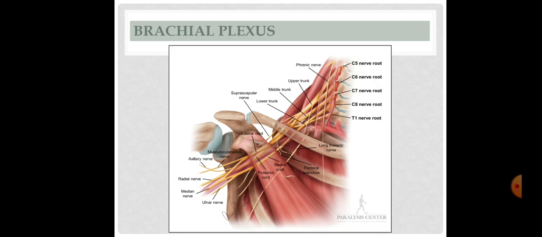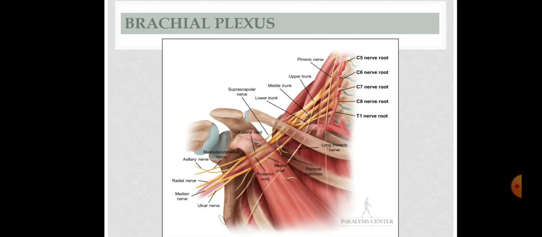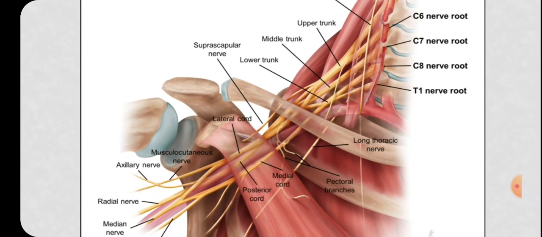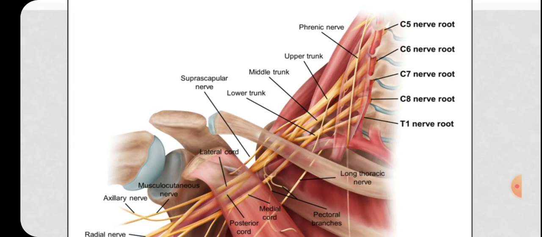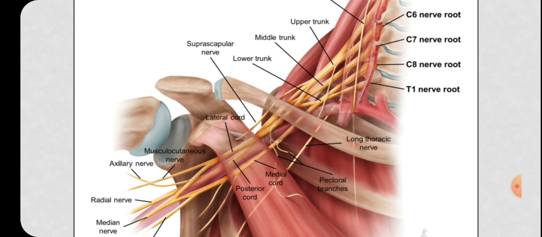Here is an illustration of the brachial plexus. You can see that the roots lie between the two muscles, scalenus anterior and medius. Trunks are located at the base of the posterior triangle, and here are the divisions just behind the middle one third of the clavicle, and cords are related to the axillary artery.